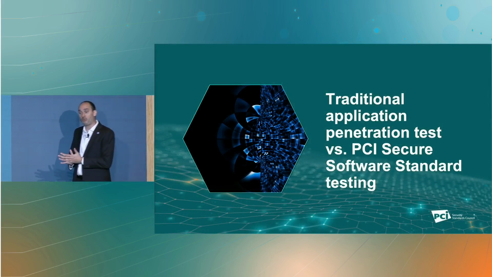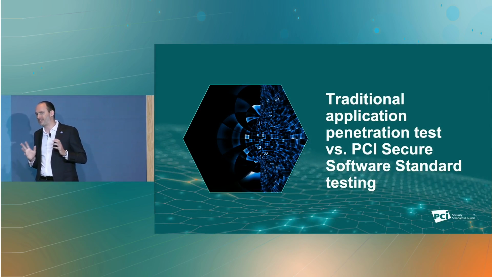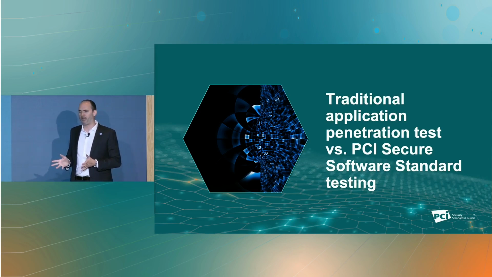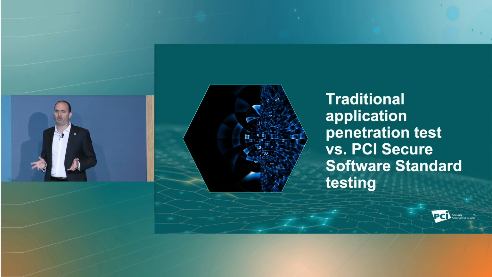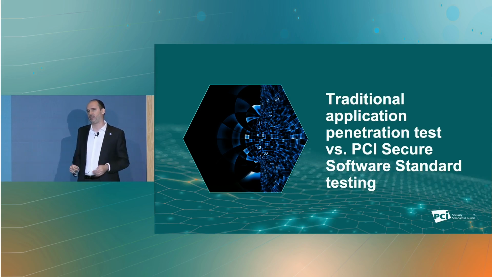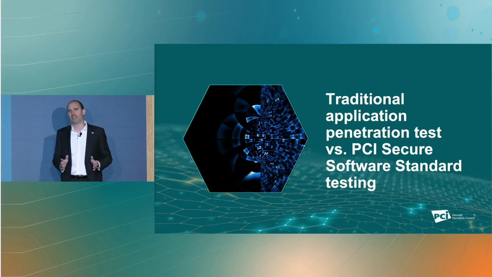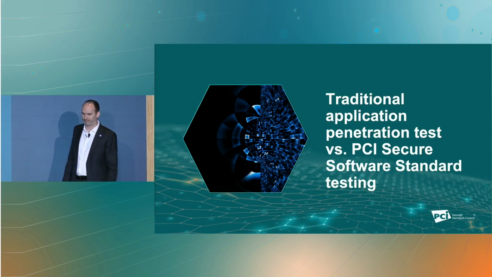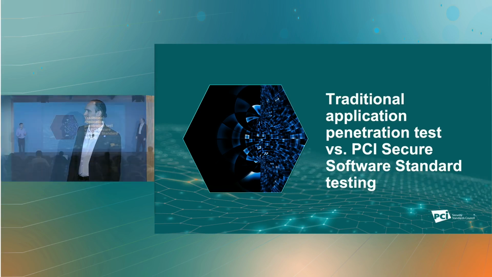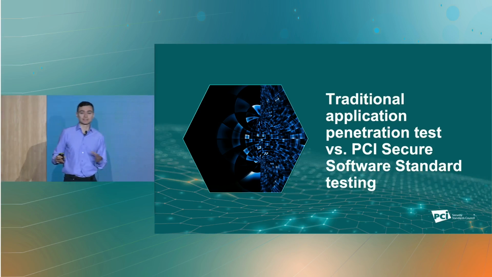Now that we have seen this standard overview, let's continue with its particularities. For example, under the standard, the payment software is expected to be secure and resilient by itself, because it's not expected to necessarily run in a PCI DSS environment. So now we are going to talk about the differences between a traditional application pen test and the Secure Software Standard testing.